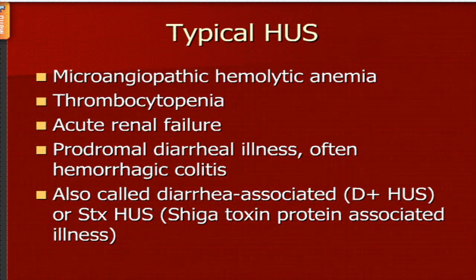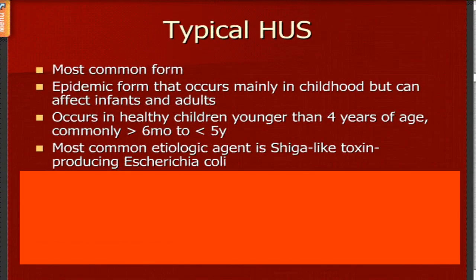So we have the typical form with anemia, thrombocytopenia, renal failure. There will be a prodrome of diarrhea. They call it D positive, Shiga toxin producing E. coli illness. And it is the most common form in children less than 5 years.